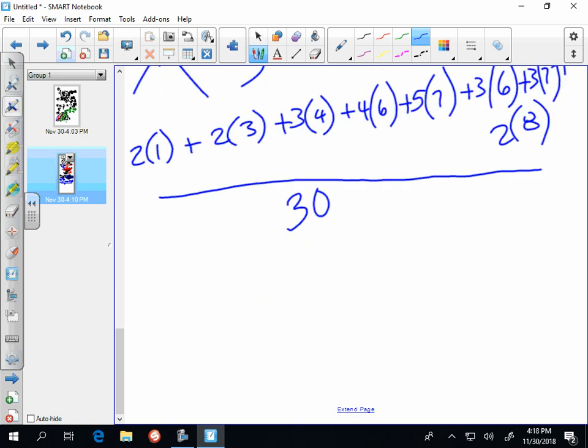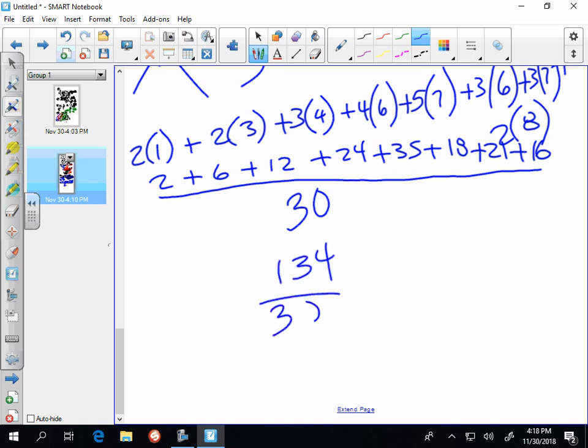So what do we get on top? We have 2 plus 6 plus 12 plus 24 plus 35 plus 18 plus 21 plus 16. And I add those all together, and I end up with 134 over 30, which, 4 times 30 would be 120.